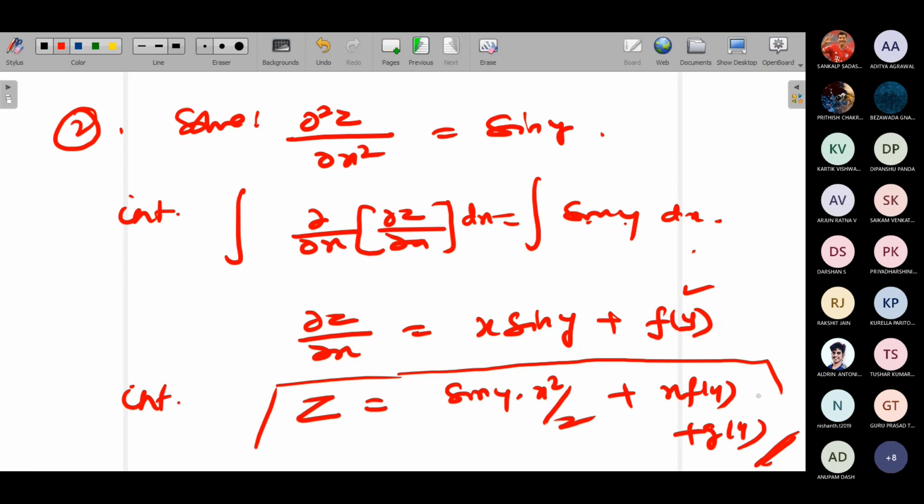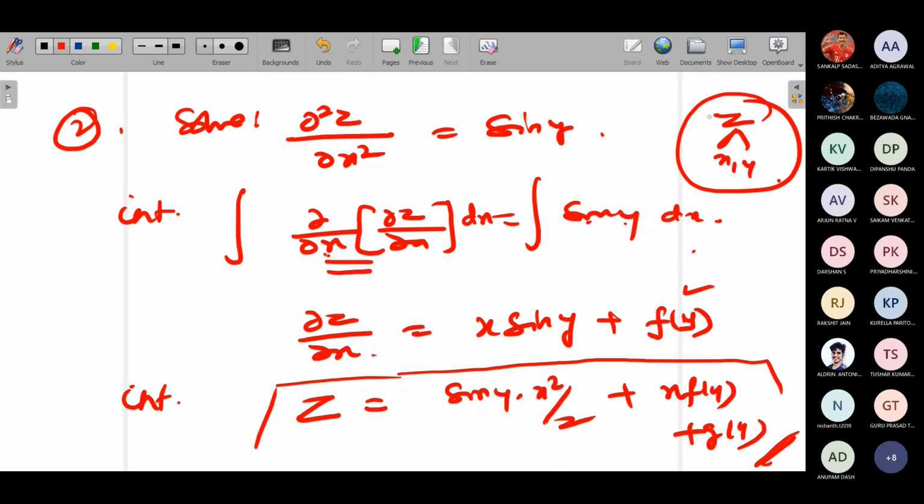Hello, ma'am. Tell me. Ma'am, we are using f of y and g of y because the variable is y in sin y. I am integrating with respect to x, so all the other variables involved will be constants. Yes, because I am integrating with respect to x. Here z is a function of x and y only, not any other variable. If some other variable is there, you can write y comma t or whatever it is. Okay, ma'am.